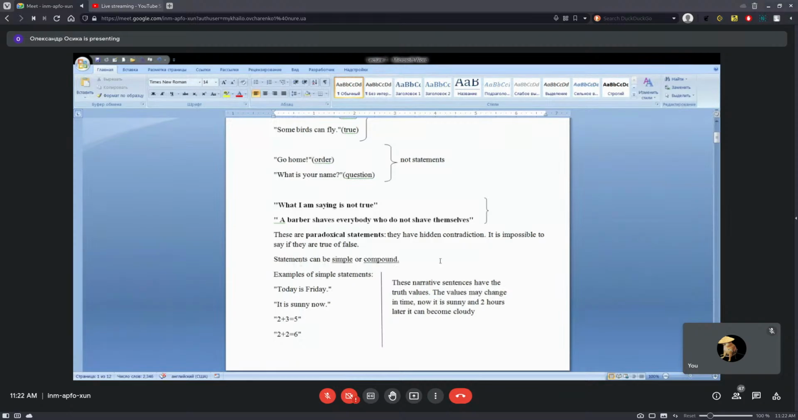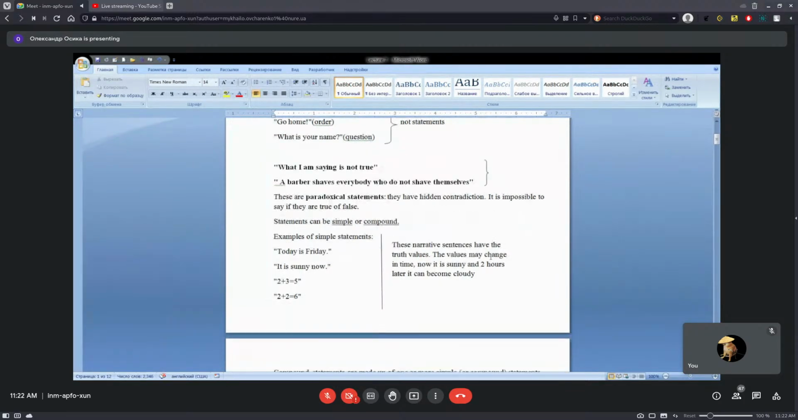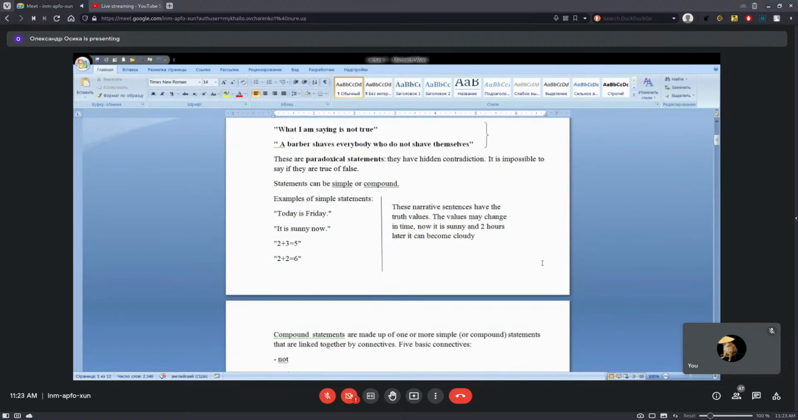Statements can be simple or compound. Examples of simple statements. Today is Friday. Well, it is false. It is sunny now. Maybe true, maybe false, depending. 2 plus 3 equals 5. Well, 2 plus 2 equals 6. False. Narrative sentences have truth values. The values may change in time. Now it is sunny, and 2 hours later it can become cloudy. It's not forever, but at the moment it may be true or false.